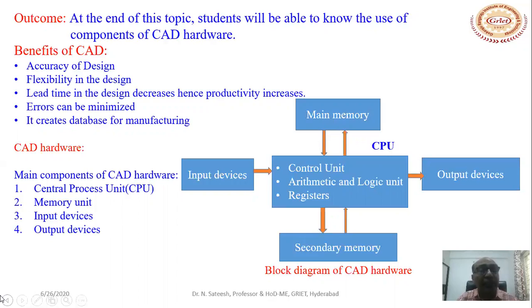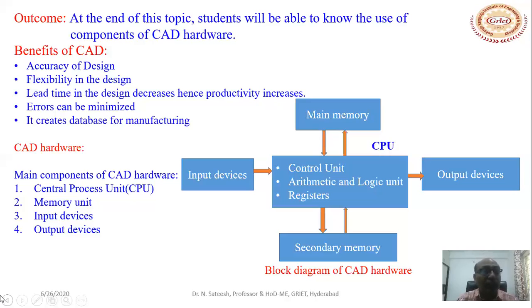It creates a database for manufacturing. This is an important benefit of CAD. It will create hard copy engineering drawings from plotters and printers, as well as the bill of material, documentation, and raw material sizes, which will be useful for manufacturing. The output of the design is useful as the input for manufacturing.